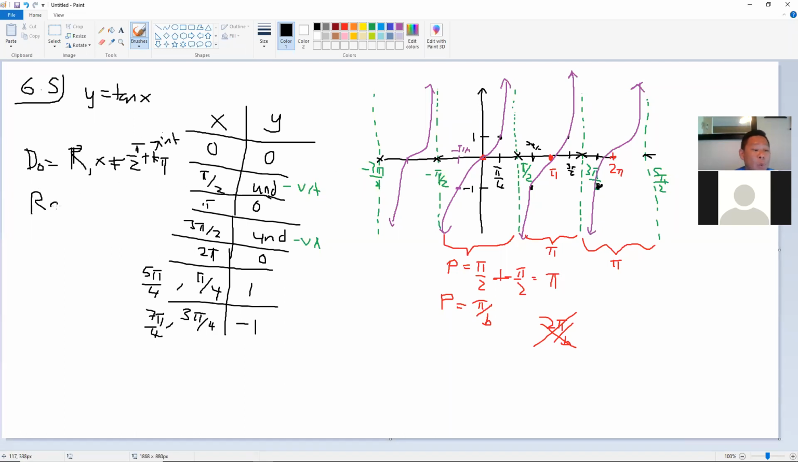Your range is the y value. Since this goes from negative infinity, if you continue drawing it, to positive infinity, your range in this case will be all real numbers.